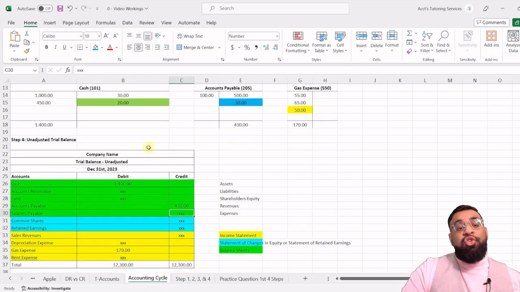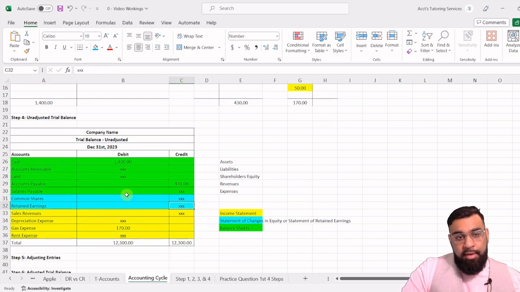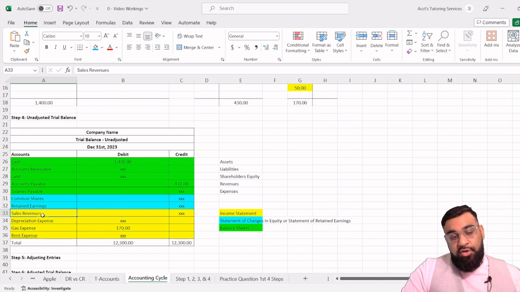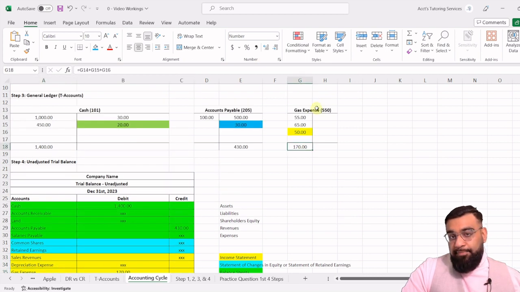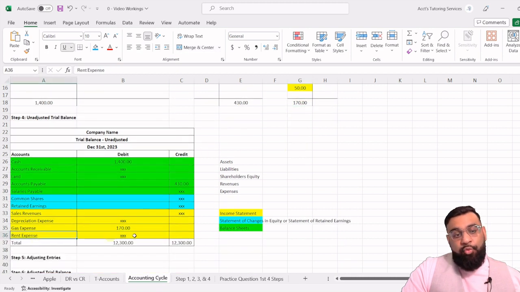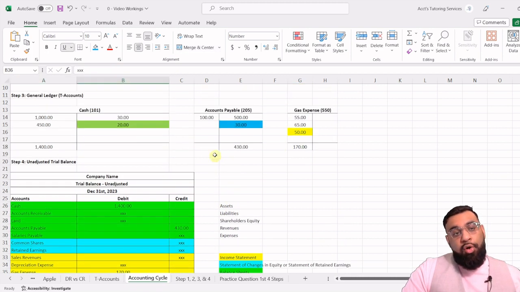Now we're going over to shareholders' equity. We have common shares, XXX. Retained earnings, XXX. Then we have sales revenues, which is revenues. We're done with our shareholders' equity, XXX. Now we're going over to our expenses. So we have depreciation expense, XXX. We have gas expense, which is 170. And then we have rent expense. So now we're done with all of our accounts.